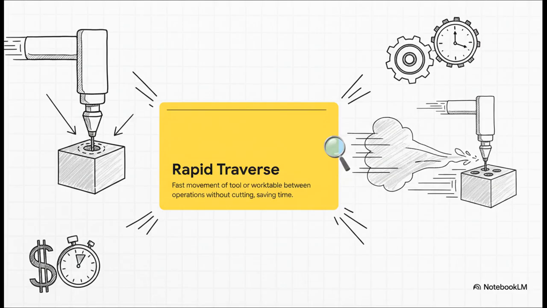Why does this matter? Because in a busy machine shop, time is money. By moving between cuts as fast as physically possible, rapid traverse saves crucial manufacturing time.